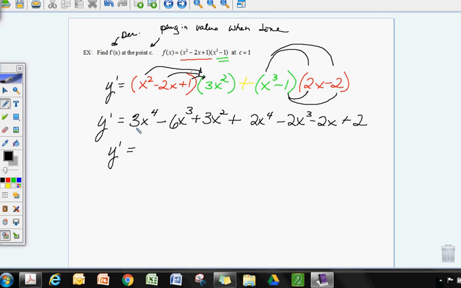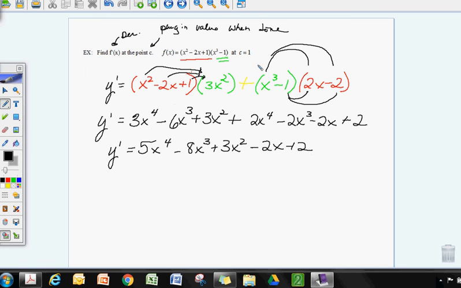y prime equals 3x to the 4th and 2x to the 4th make 5x to the 4th. Negative 6x to the 3rd and negative 2x to the 3rd make negative 8x to the 3rd. Positive 3x squared, and there's no other x squared, so it stays 3x squared, minus 2x and plus 2.